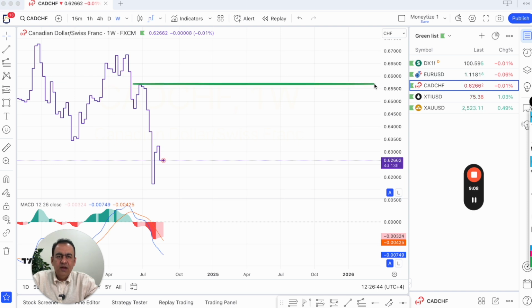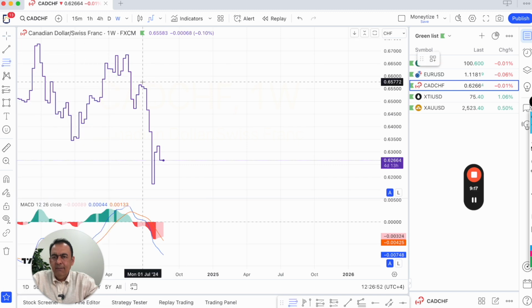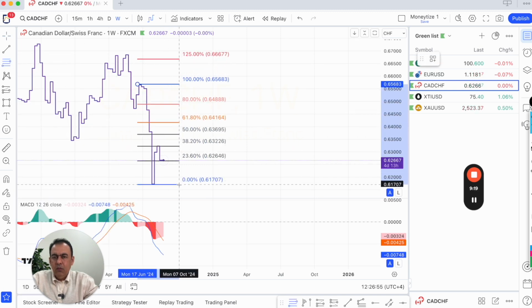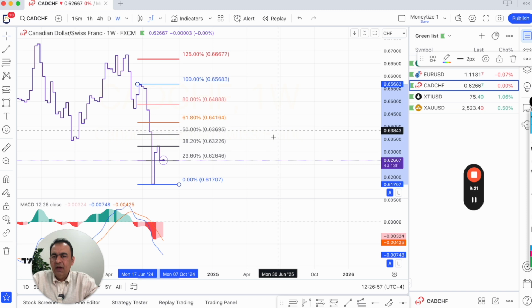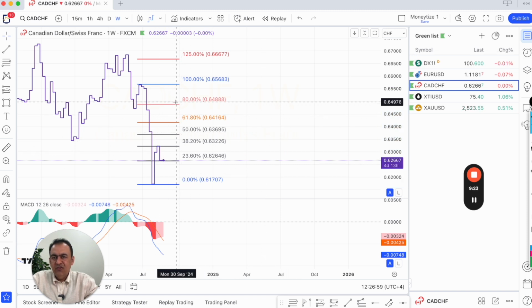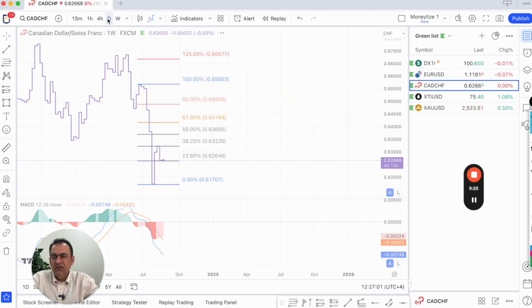So this is going to be around the 0.6500 mark. So I'm going to apply fib retracement starting from this high to the current low. And right now CADCHF is in the retracement, bullish retracement. Moving to the daily chart now.